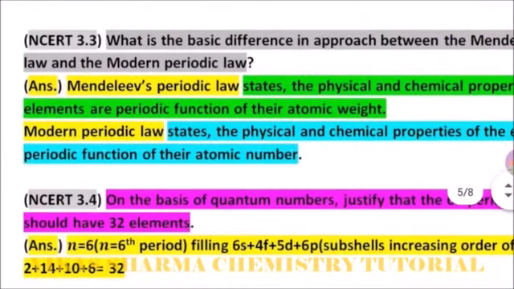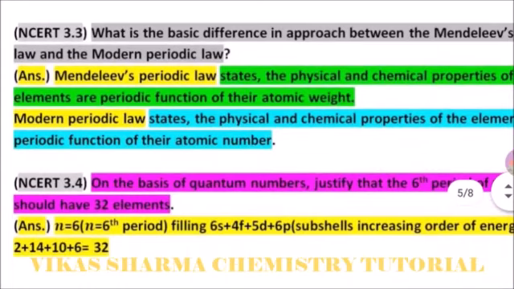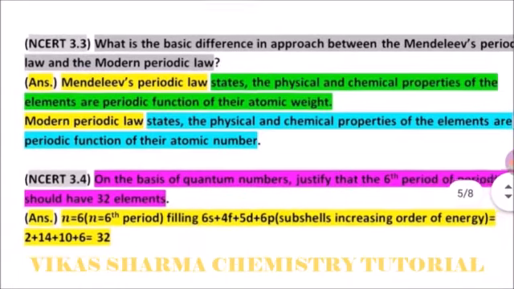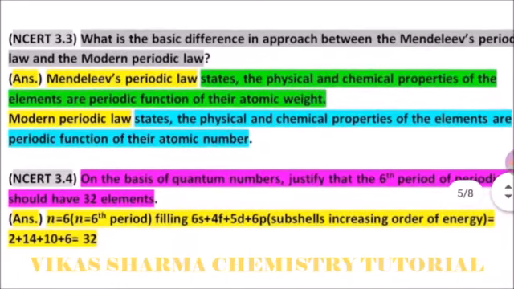So the question based on these topics, first one: what is the basic difference in approach between Mendeleev's periodic law and the modern periodic law? Mendeleev's periodic law states that the physical and chemical properties of the elements are a periodic function of their atomic weight, but the modern periodic law states that the physical and chemical properties of the elements are a periodic function of their atomic number.